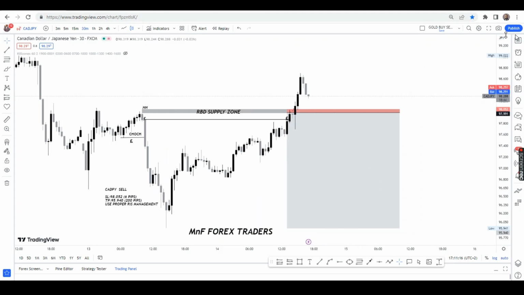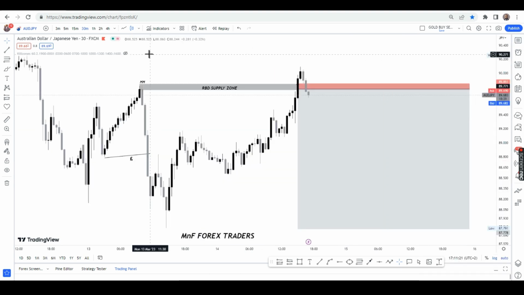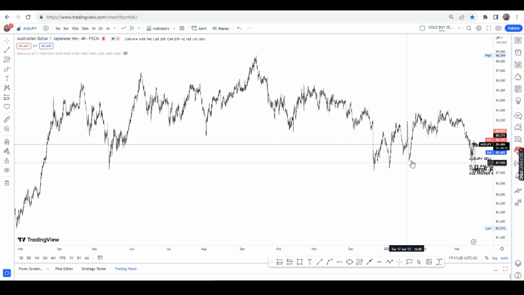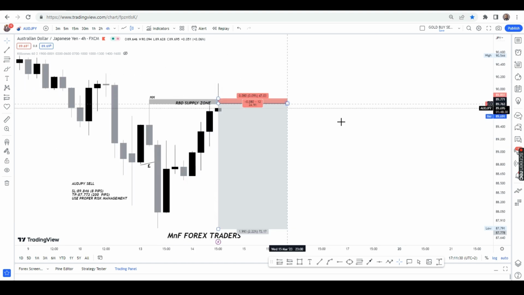The other trade was AUDJPY right here, happening at different time frames. These weren't happening at the same time. They were happening at different times right there. So same with the other one right here.